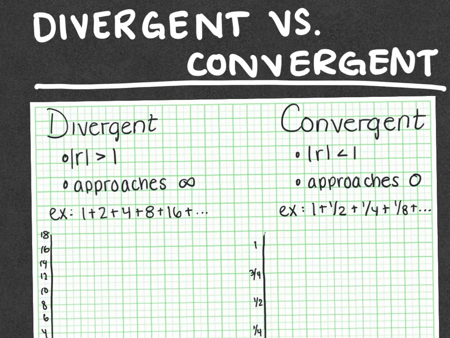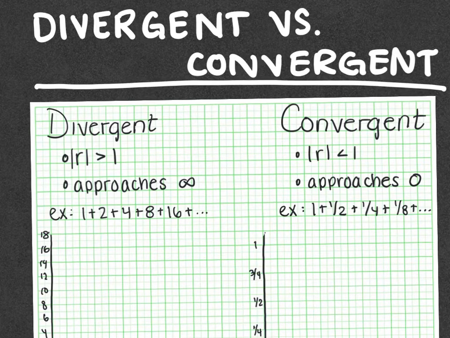In the last video, we talked about geometric series and how to calculate them if there's a finite amount of terms. But what happens when there's an infinite amount of terms? So what we want to look at first is the difference between divergent and convergent.